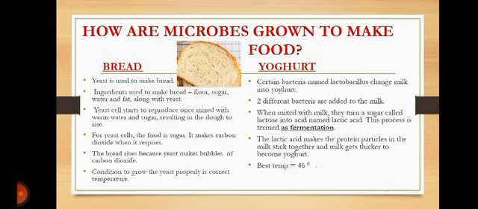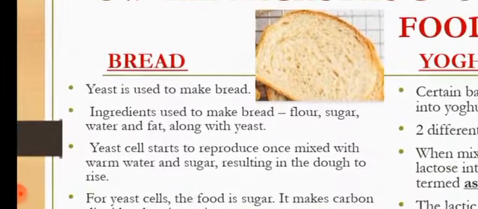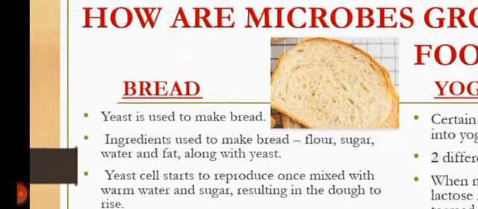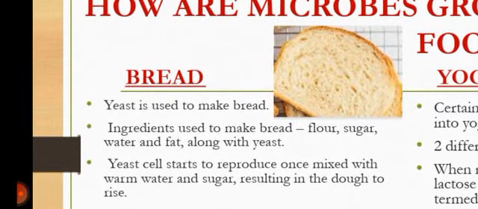Moving ahead, now we will go to the next topic, that is, how microbes are grown to make food. First is about bread. Just now we discussed that yeast, which is a fungi, is used to make bread. The basic ingredients of bread are flour, sugar, water, fat, along with the yeast. What happens is, yeast cells start to reproduce once they are mixed with the warm water and the sugar, resulting in the dough rising.